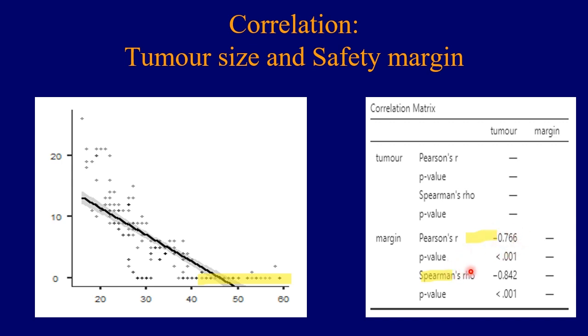You could use another coefficient for correlation. This is the Spearman's rho, which can be employed in non-parametric data, and again it showed a correlation between the two, a negative correlation, but this time it's 0.8, and both are quite significant.